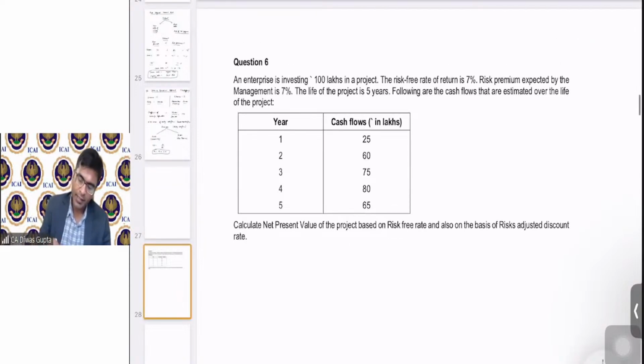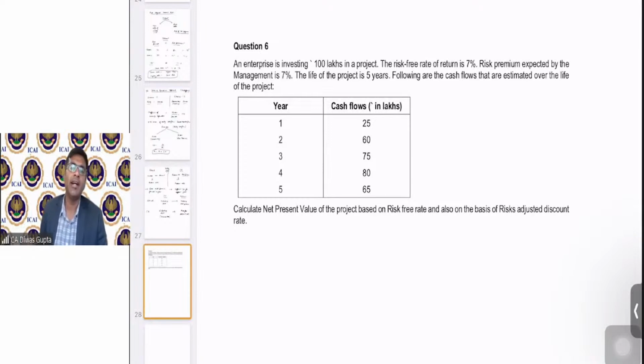Now let us come to question number 6 and do a lot of practice on the RADR and CE approach. An enterprise is investing rupees 100 lakhs in a project. The risk-free rate of return is 7%. The risk premium expected by the management is 7%. So they have given the risk premium and the risk-free rate both. The life of the project is 5 years. Following are the cash flows that are estimated over the life of the project. These are the different cash flows that are given. Calculate NPV.